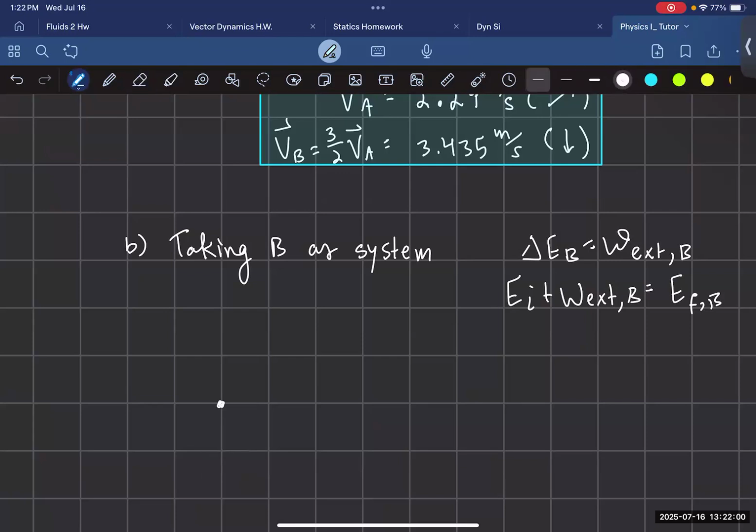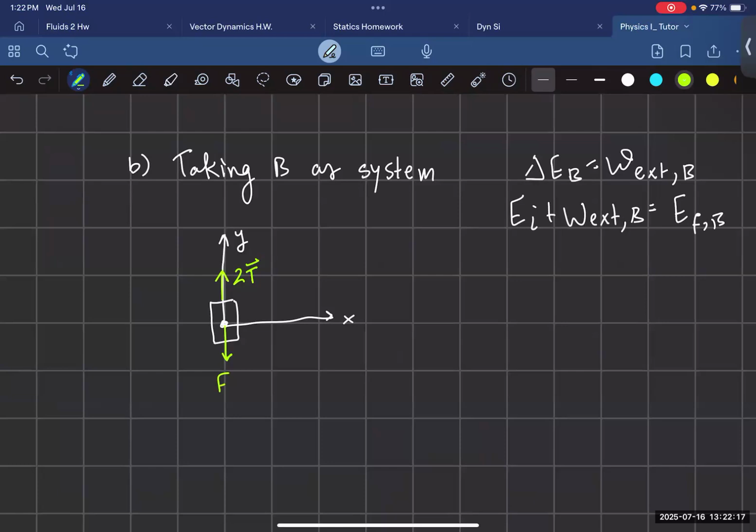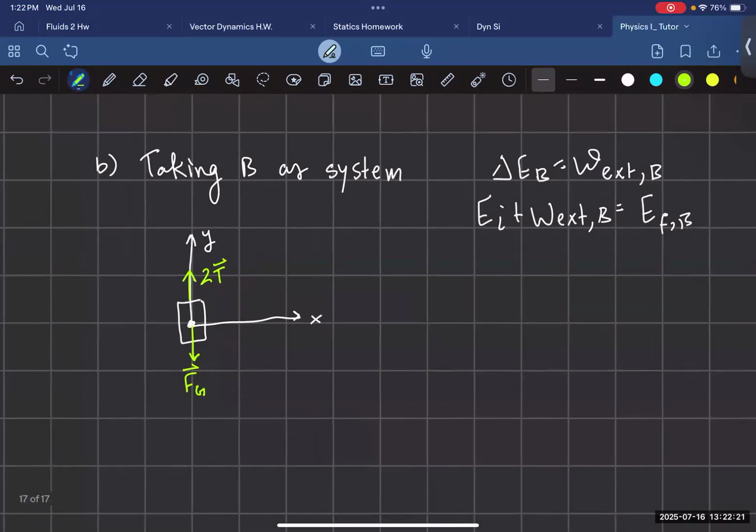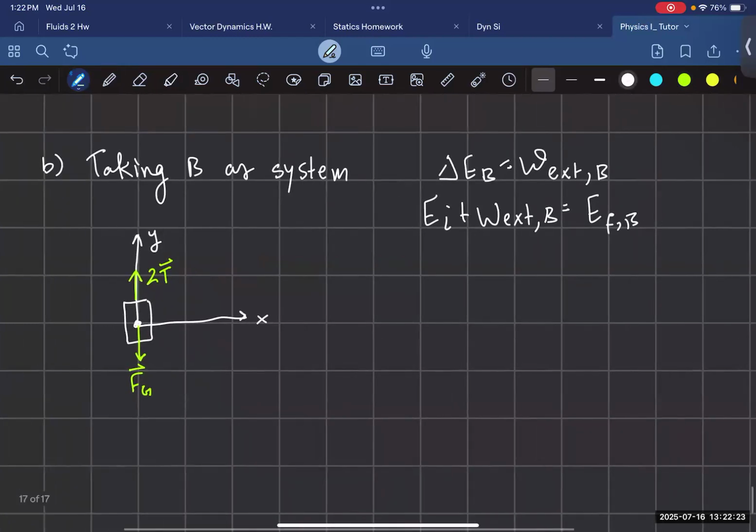So this is our point, and I'm going to label my axes such as this. This is my X, this is my Y. This right here is my box, right? Upwards, we have 2T acting on it. We have the force of gravity, and those are the only forces acting on it. We know that the system is being let go from start, so it obviously has to accelerate, right?